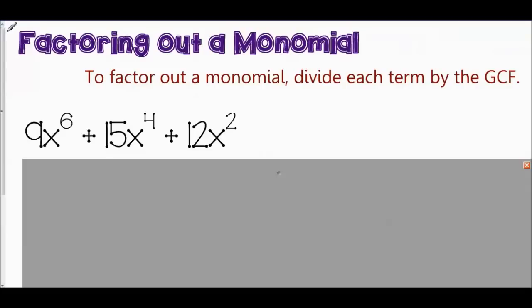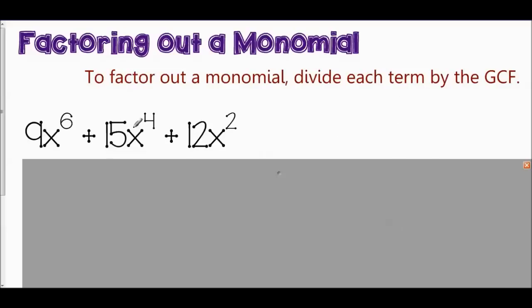Let's take this a step further now, and let's factor out a monomial. Factoring is like the opposite of distributive property. You are undoing the distributive property. So to factor it out, you divide each term by the GCF.